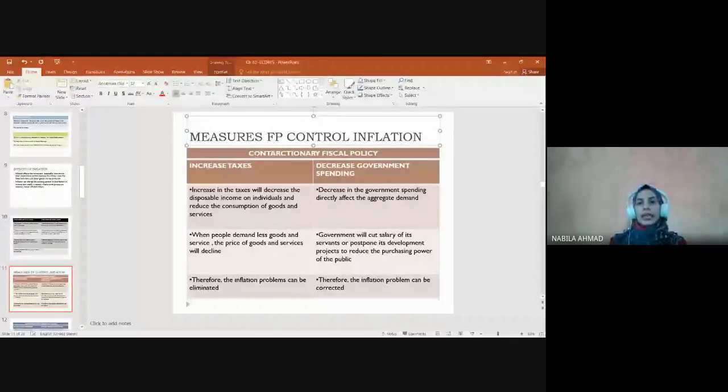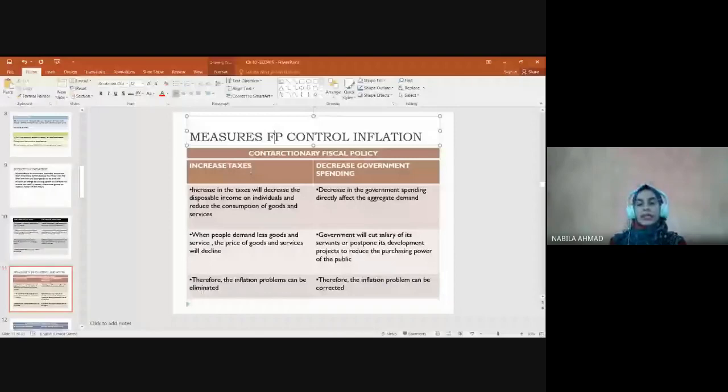Increase tax, decrease government spending. So kita increase tax will decrease the disposable income of individuals and reduce the consumption of goods and services. So people will demand less goods and services. So inflation problem can be eliminated.